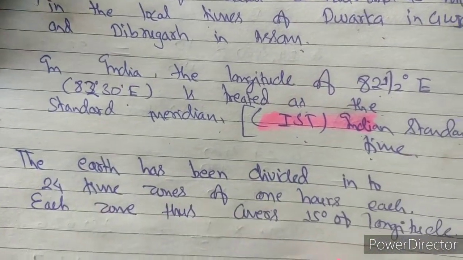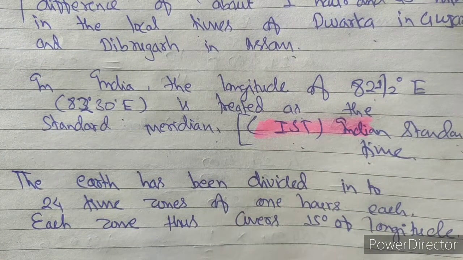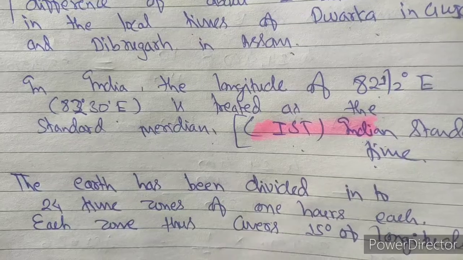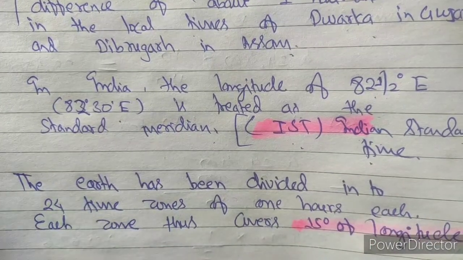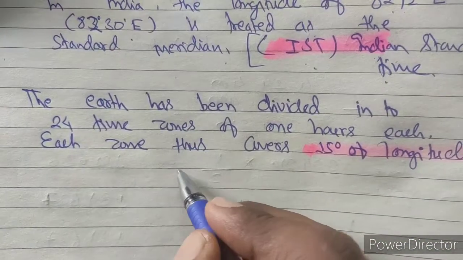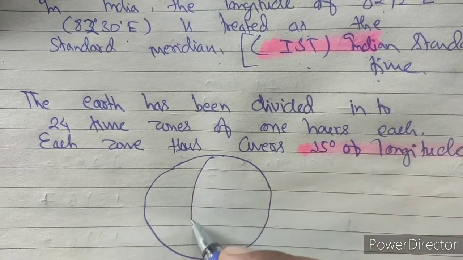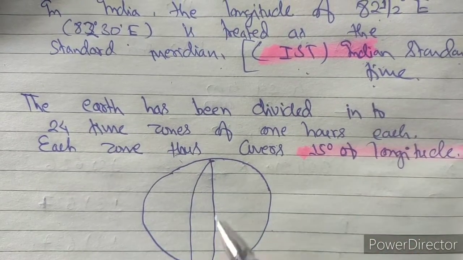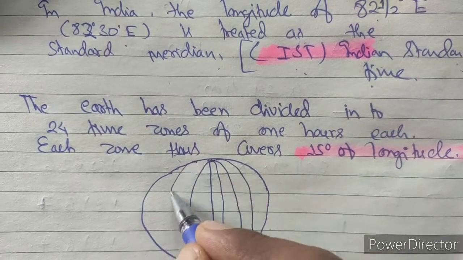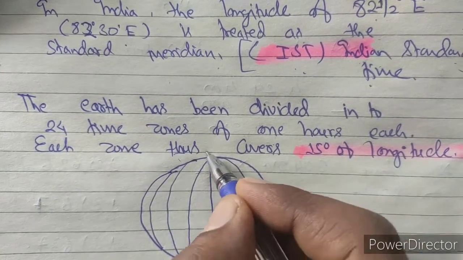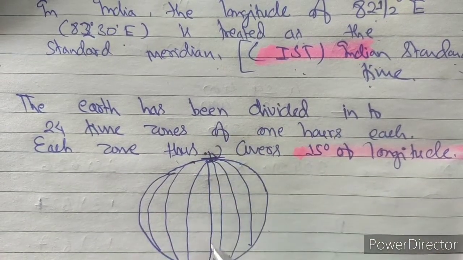Then when we talk about Earth also, the Earth has been divided into 24 time zones of 1 hour each. Each zone thus covers 15 degrees of longitude, because what we have seen over here, this is the whole Earth, suppose. So it is divided like this. This is the standard meridian, like this, connecting both the poles, the south pole and the north pole.